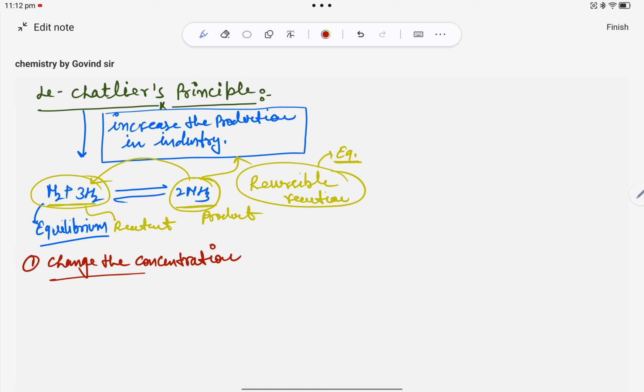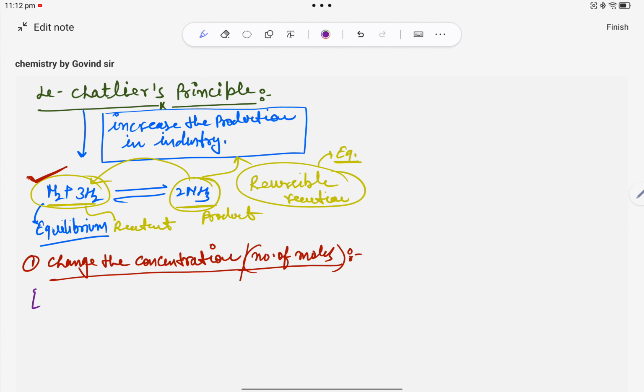Change the concentration means, children, change in the number of moles. Concentration means amount. So if you are changing the amount, then production will be increased. In this reaction, which is the example we have taken, how can you increase the production?